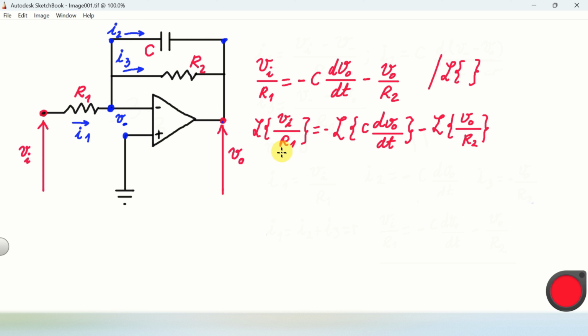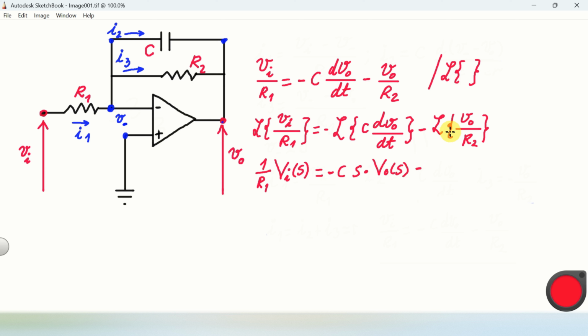Now, let's analyze what is written over here. R1 is a constant and it gets out of the Laplace transform operator. So we can write 1 over R1, and the Laplace transform of VI is simply VI of S. Then let's see what we have on the right hand side. Similarly, C is constant. We have minus C, and then we have the Laplace transform of the first derivative of VO with respect to time. Since the initial conditions are equal to 0, this becomes S multiplying VO of S.